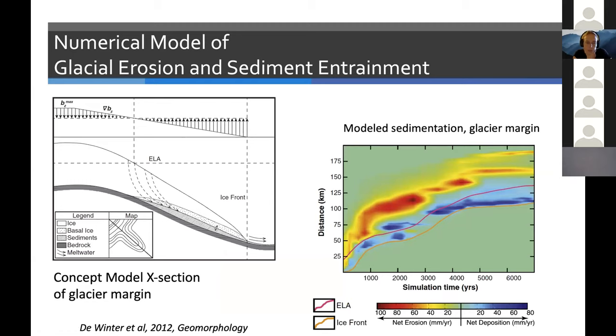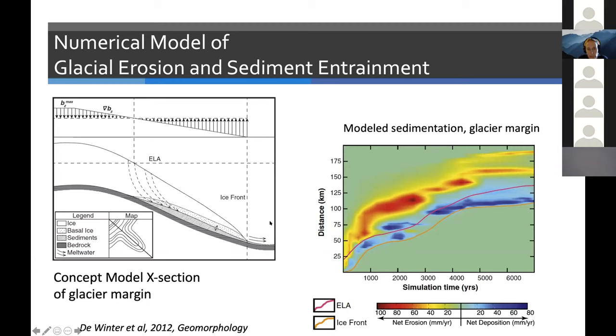This is the work of a student, Ilya de Winter, who was a PhD student with me and Joep Storms in Delft. And he used a glacial model that I had been exposed to during my postdoc before I was back in Delft, called GC2D, glacial code, and then built in a sediment entrainment model. What you see here is a concept model: there's a cross section, a glacier tongue that comes out here, and then there's sediment at the base that can be ingrained into the basal ice.